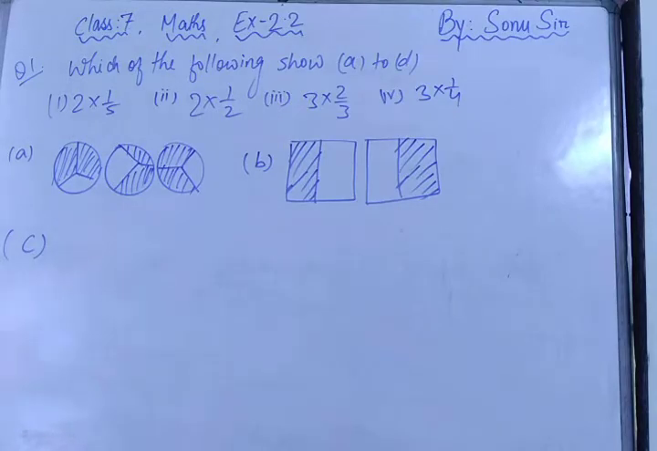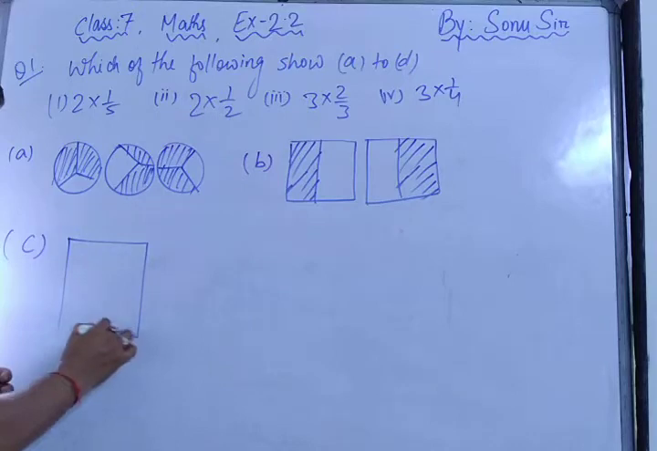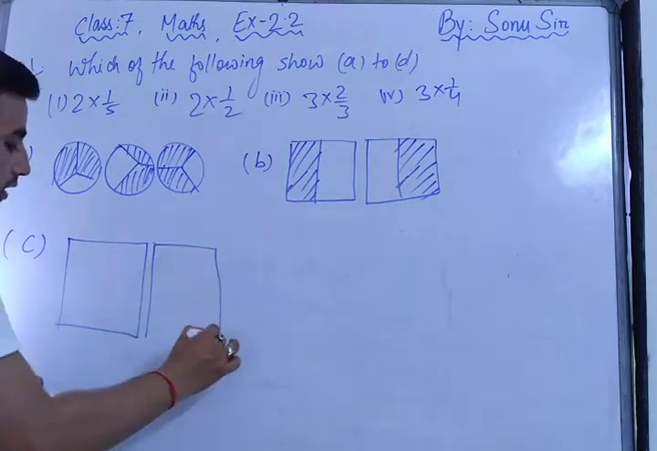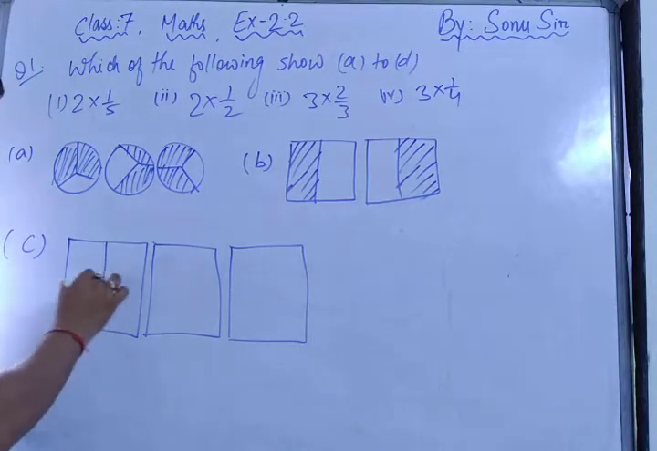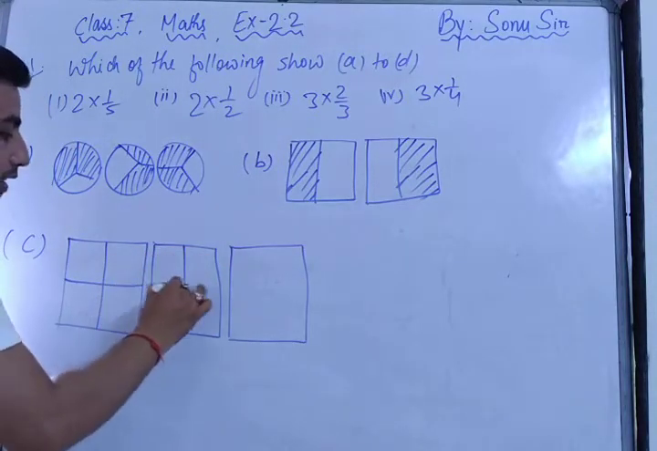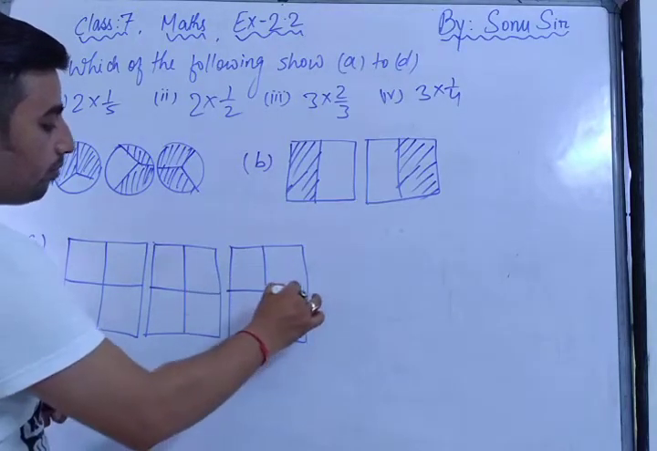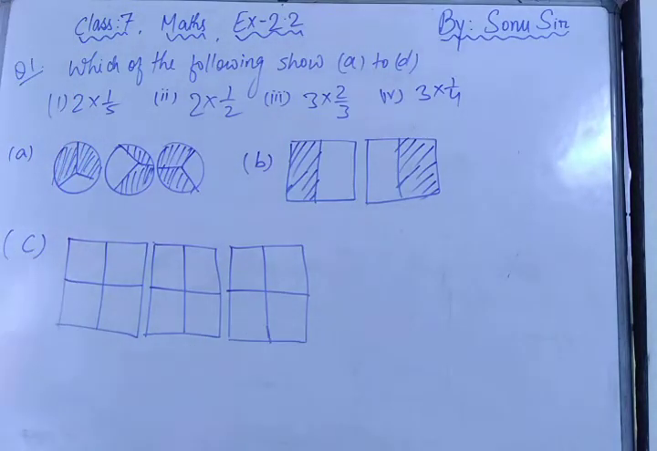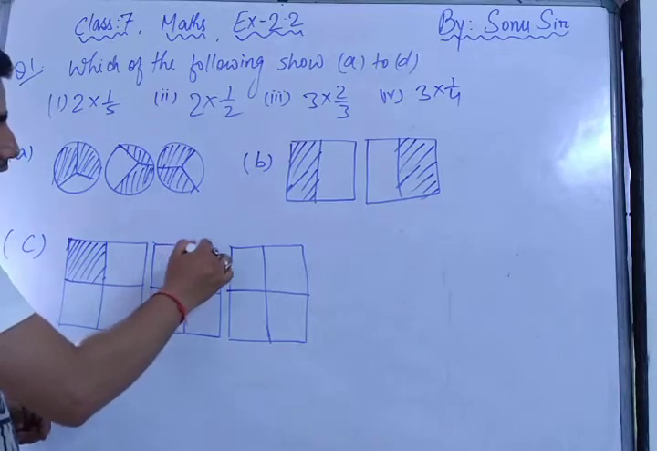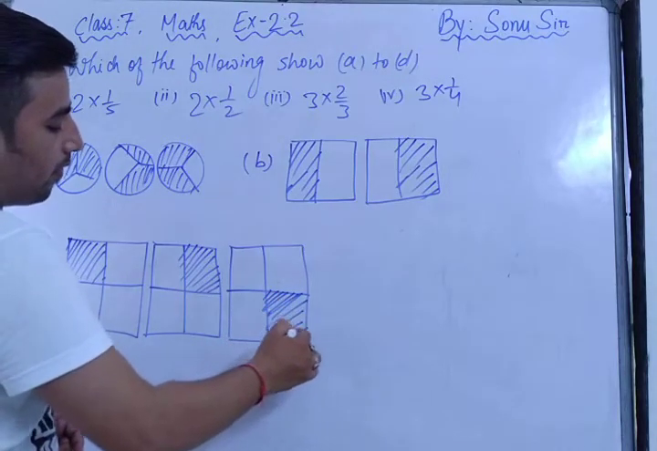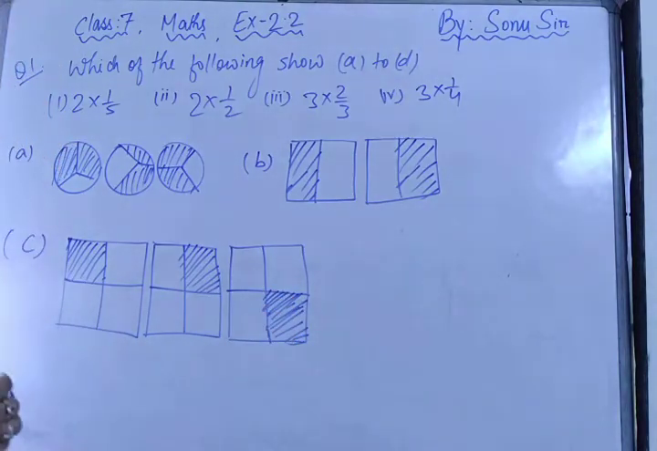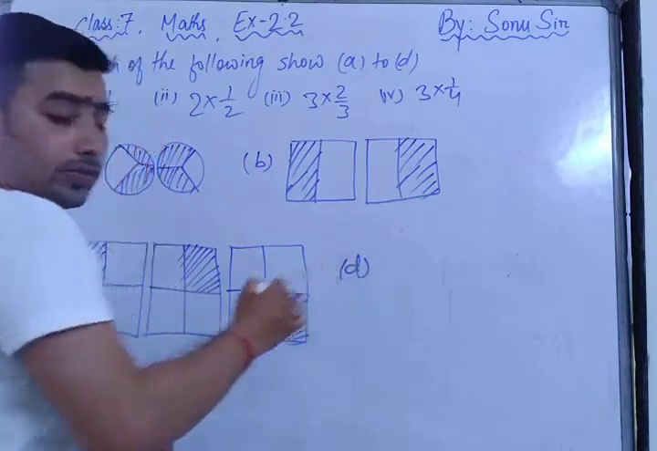After that, option C: there are 3 squares, each divided into 4 parts. You can see, 4 parts. This is option C, in which one part of each square is shadowed: the first, the second, and the third. Got it? This is option C, and the last is D.